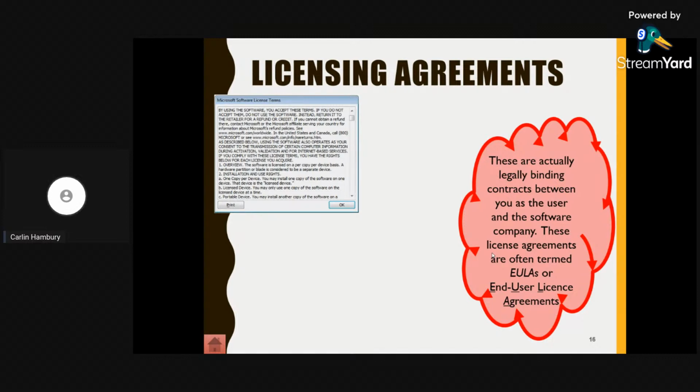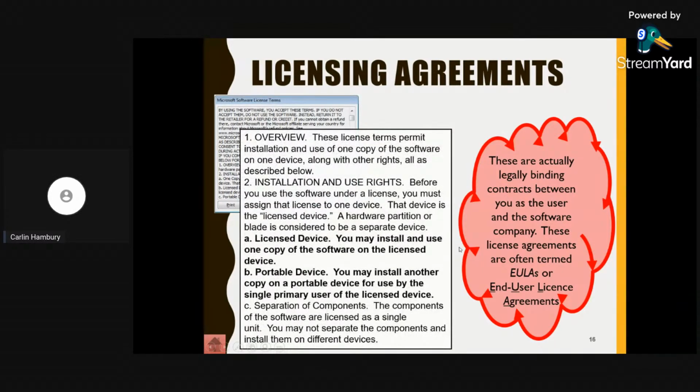It's a legally binding contract between you and the software company as to how you are going to use that piece of software. There's an example you can see. Part of the contract says here, licensed device, you may install and use one copy of the software on the licensed device. So this is like you buy an Office and then you install it, and the license agreement says, well, you've bought this for yourself, so you may install it on your one PC, and you may have another copy of it as a backup. But that's it. You're not actually allowed to legally go and take this and distribute it to friends and install it on other people's laptops.